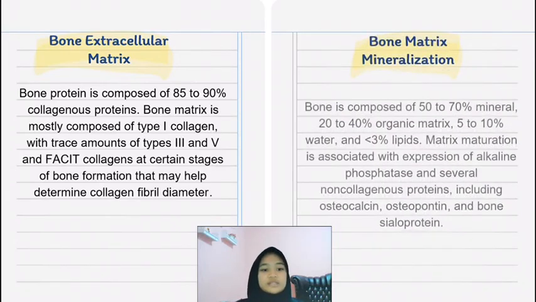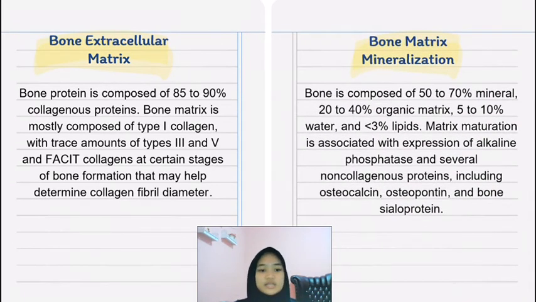Next, bone matrix mineralization. Bone is composed of 50 to 70% mineral, 20 to 40% organic matrix, 5 to 10% water, and less than 3% lipids. The mineral content of bone is mostly hydroxyapatite with small amounts of carbonate, magnesium, and acid phosphate, with missing hydroxyl groups that are normally present.